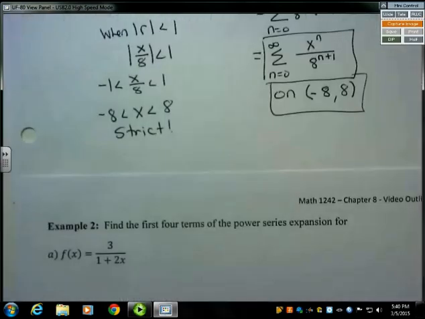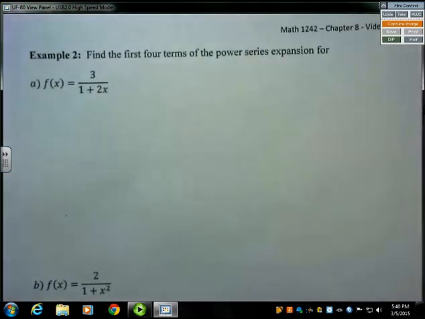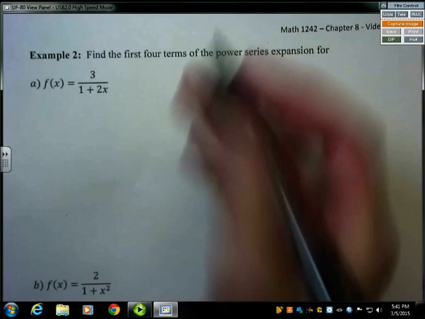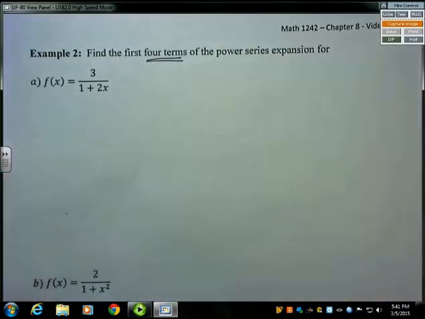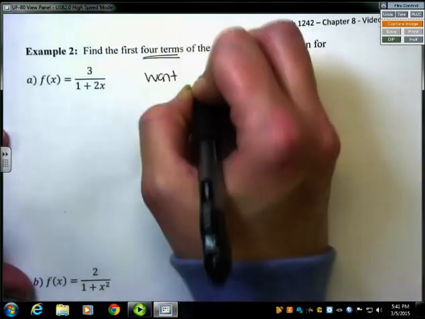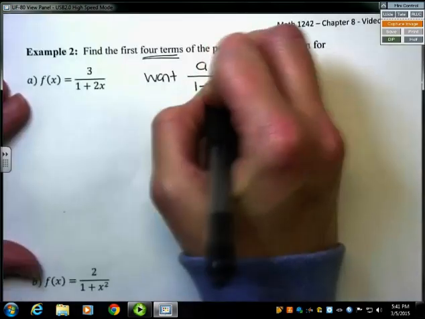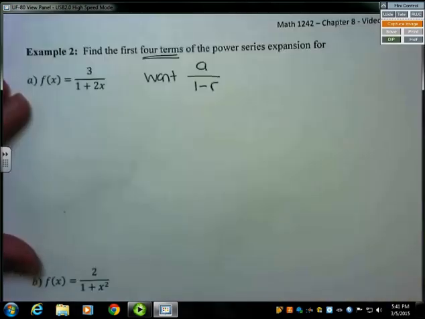Example 2. Find the first 4 terms of the power series expansion for 3 divided by 1 plus 2x. So this time they're not asking me necessarily for the summation itself, but for the expansion, the first 4 terms. I would still try to relate this to my geometric series form, the a over 1 minus r, right? What the geometric series converges to.